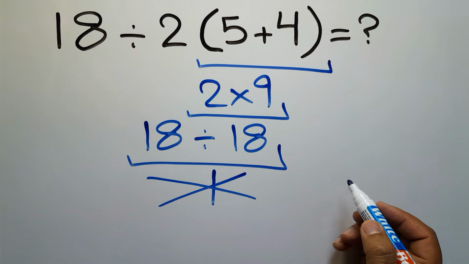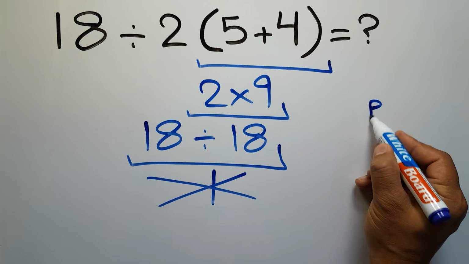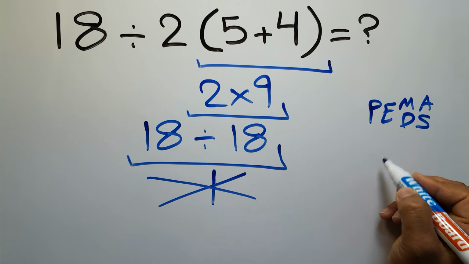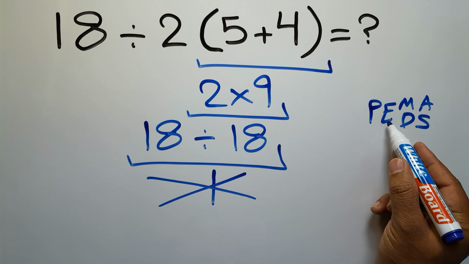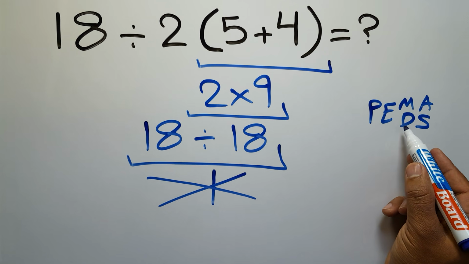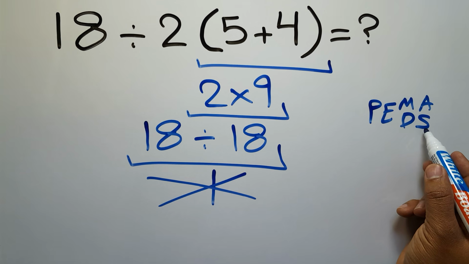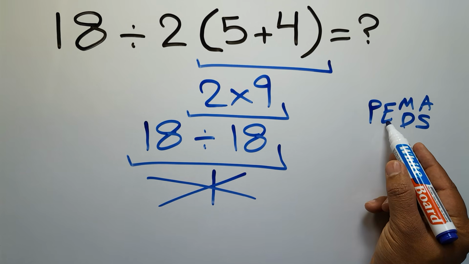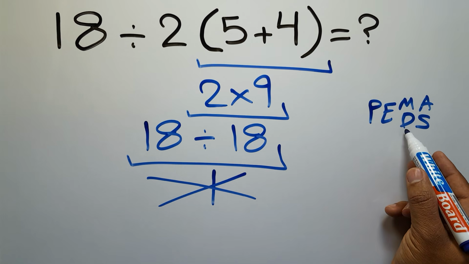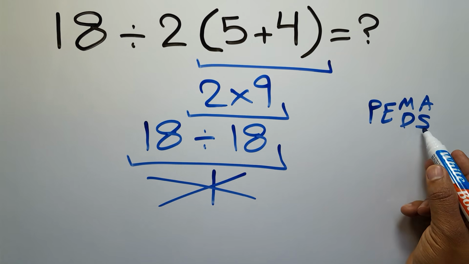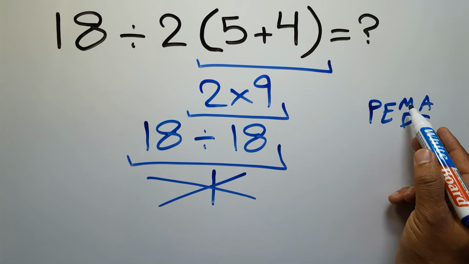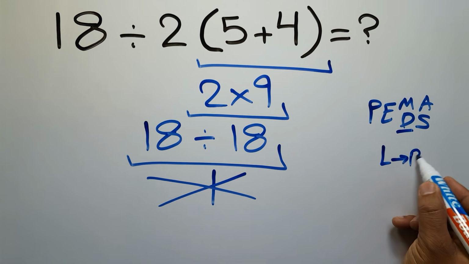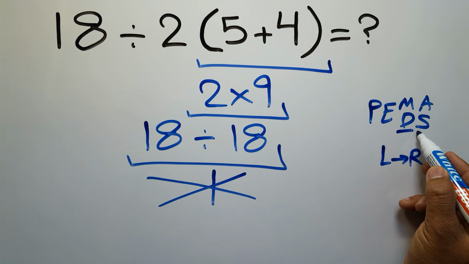Because according to the order of operations, which is PEMDAS: P stands for parentheses, E stands for exponents, M and D stand for multiplication and division, and A and S stand for addition and subtraction. First we have to do parentheses, then exponents, then multiplication or division, and finally addition or subtraction. Remember that multiplication and division have equal priority and we have to work from left to right. And the same applies to addition and subtraction.